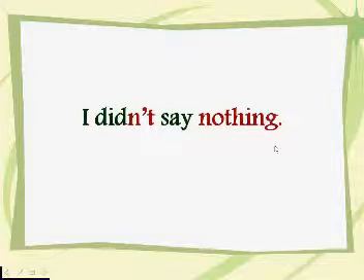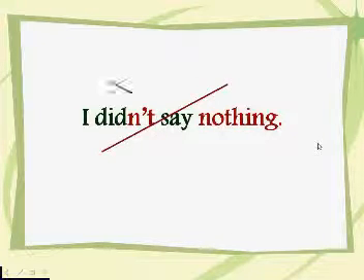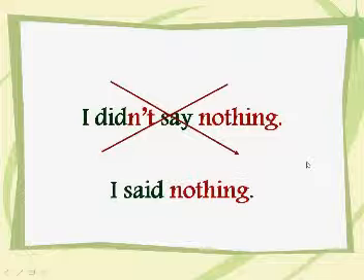So I didn't say anything. I didn't say no. I didn't say nothing. Is that correct? I didn't say nothing. Not and nothing. What do you think? Of course, this is not a correct sentence. You cannot say I didn't say nothing. So you say I said nothing. Or I didn't say anything.